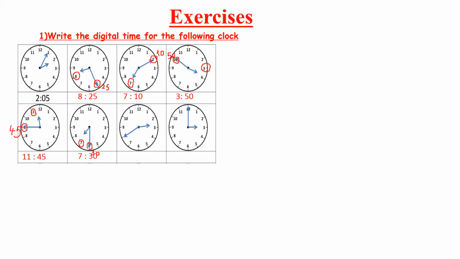Here the short hand is between 2 and 3, so you take the smaller number, which is 2, and the long hand is at 8. When it is at 8, it is 40 minutes, so the time is 2 and 40 minutes. Here the short hand is at 3 and the long hand at 12. When it is at 12, it is 0 minutes, so it will be 3 o'clock.